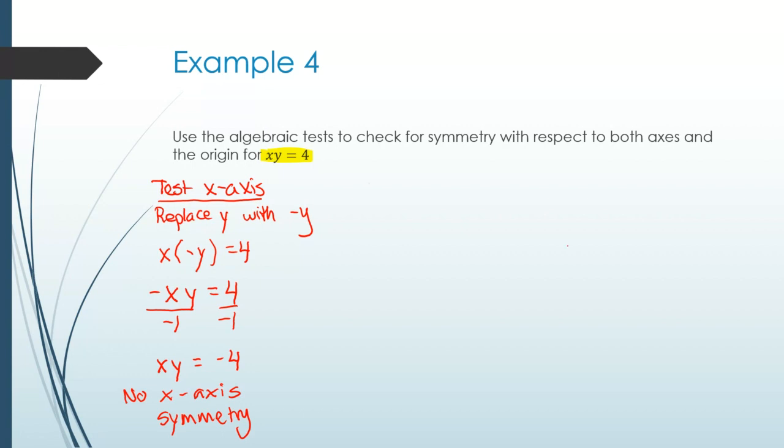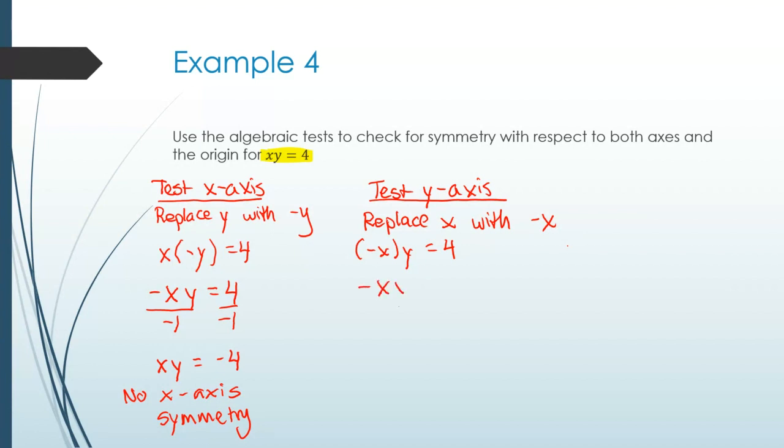When you're testing y-axis symmetry, it's the same idea, but you're replacing the x with negative x. And so I have negative x times y equals 4. And when you simplify that, you get negative xy equals 4. And we already know, because that's basically the same thing we got when we had the negative y, that that's not going to match. We can't make it match. So we have no y-axis symmetry.